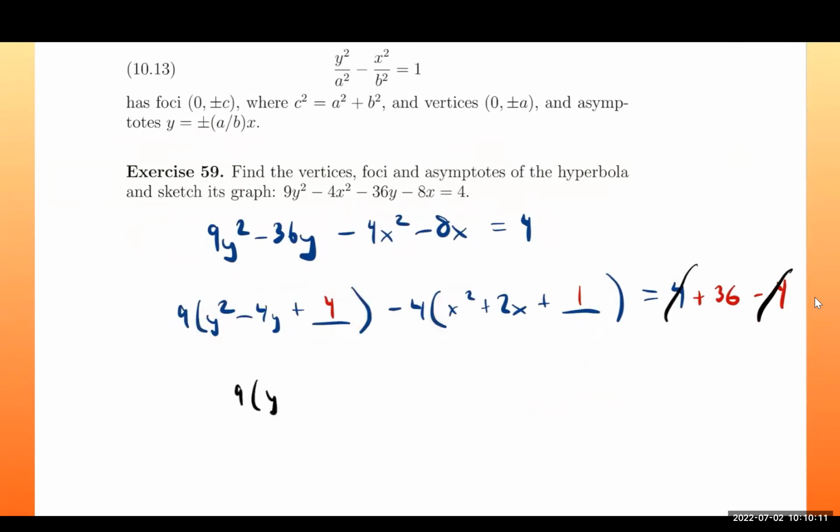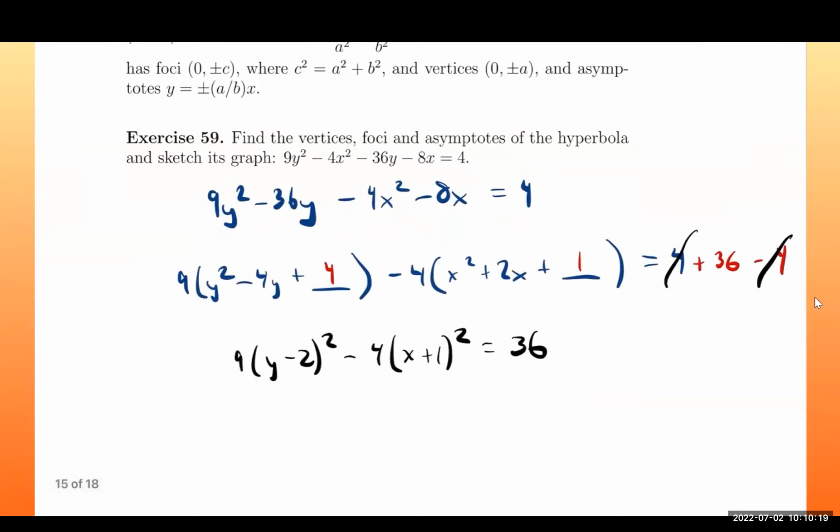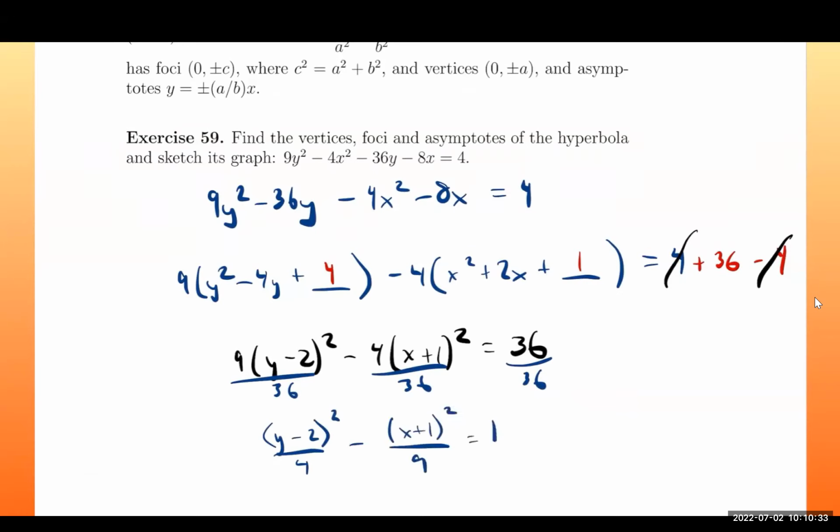Notice these are going to cancel. These are perfect square binomials. That's going to turn into 9 times (y minus 2) squared. This is going to be 4 times (x plus 1) squared, and this is going to be 36. Final step would be to divide by 36 to make that a 1 on the right side. So that's going to be (y minus 2) squared over 4 minus (x plus 1) squared over 9 equals 1.